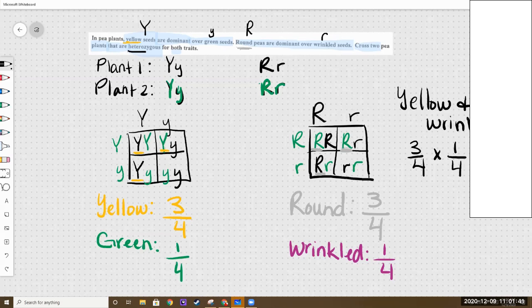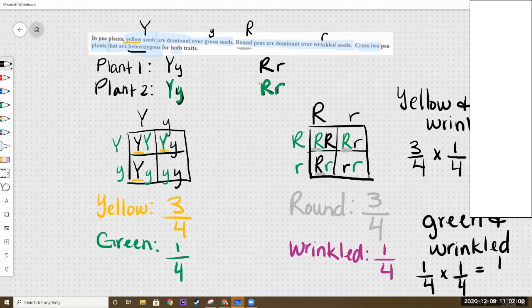Let's say I wanted to do green and round. Actually, green and wrinkled, right? Let's do that. Both of them are 1/4. So 1/4 times 1/4. 1 times 1 equals 1. 4 times 4 equals 16. So 1 out of the 16 kids would be it.